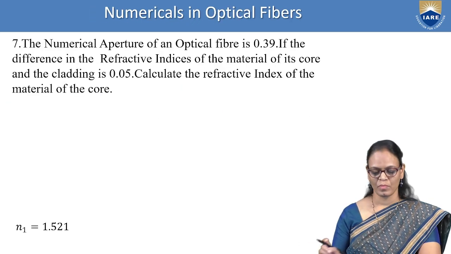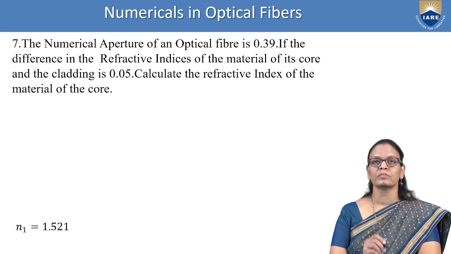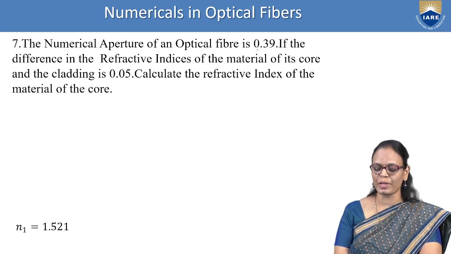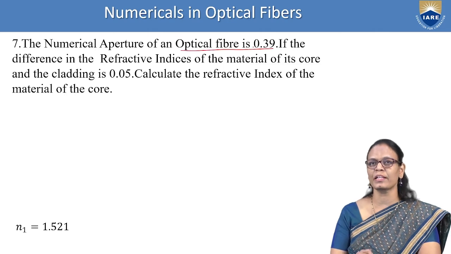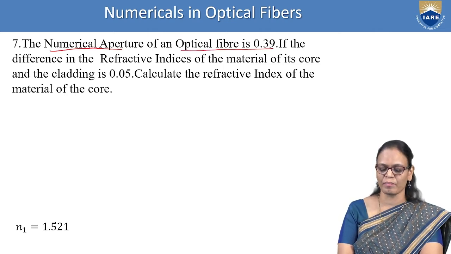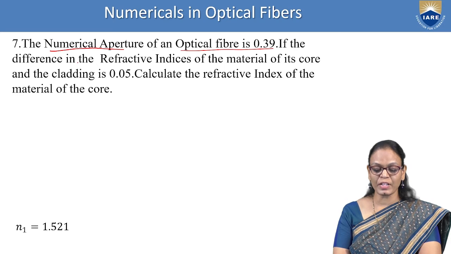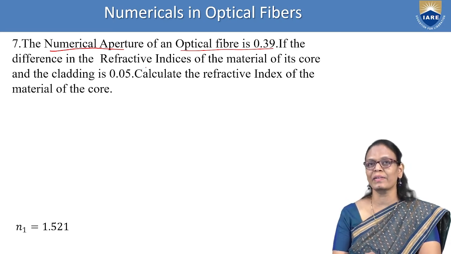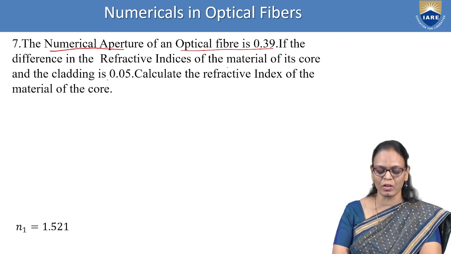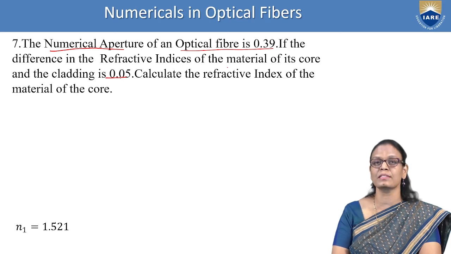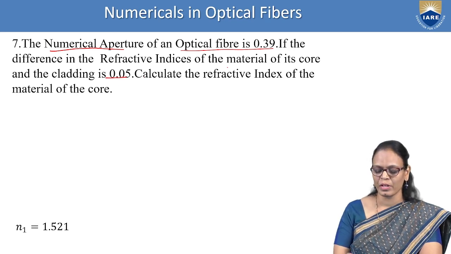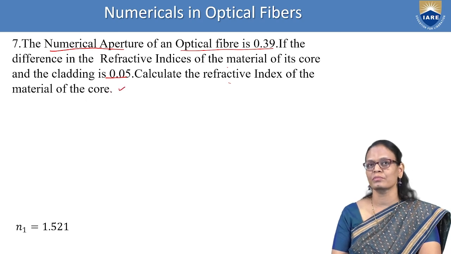Now the seventh one. The numerical aperture of an optical fiber is 0.39. Numerical aperture is given. If the difference in the refractive indices of the material of the core and cladding is 0.05, calculate the refractive index of the material of the core.